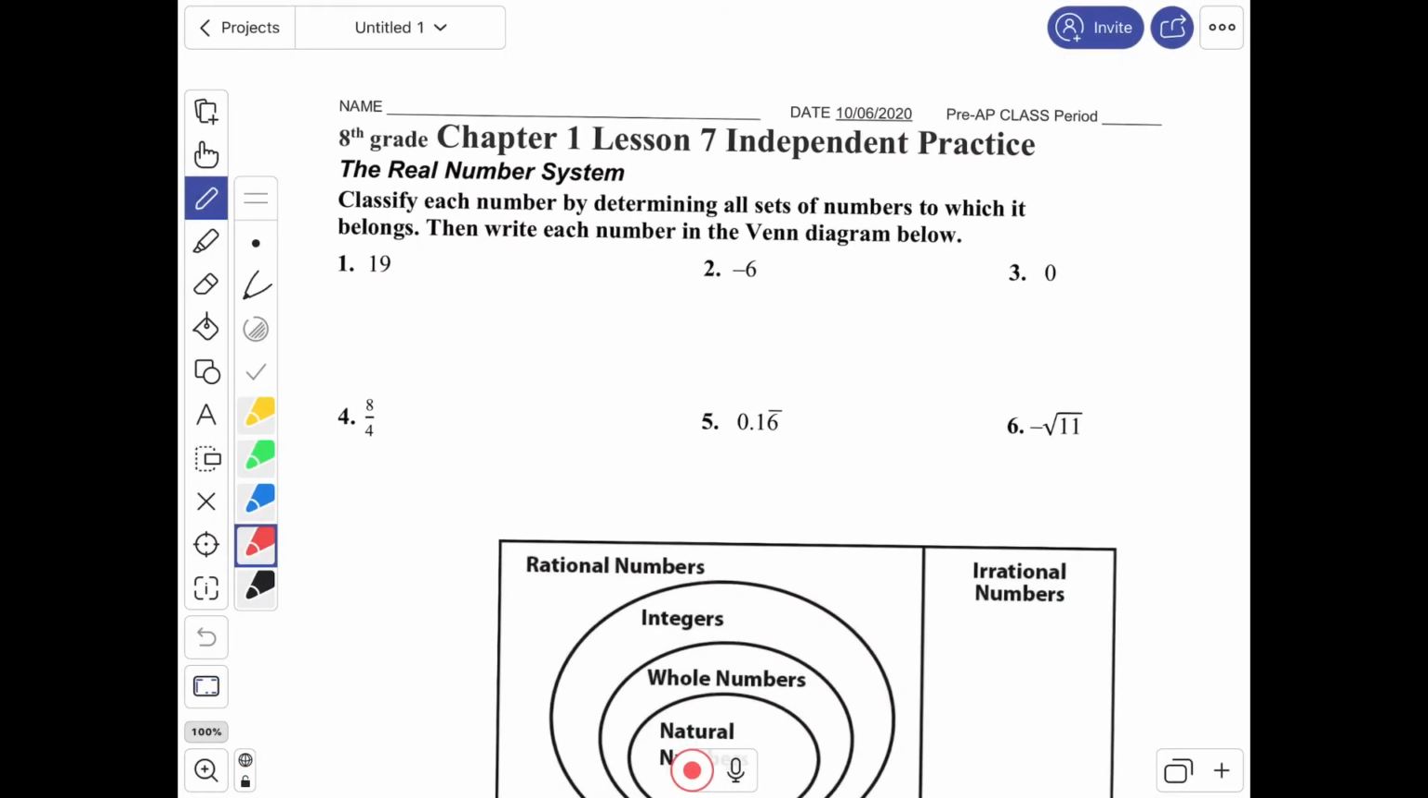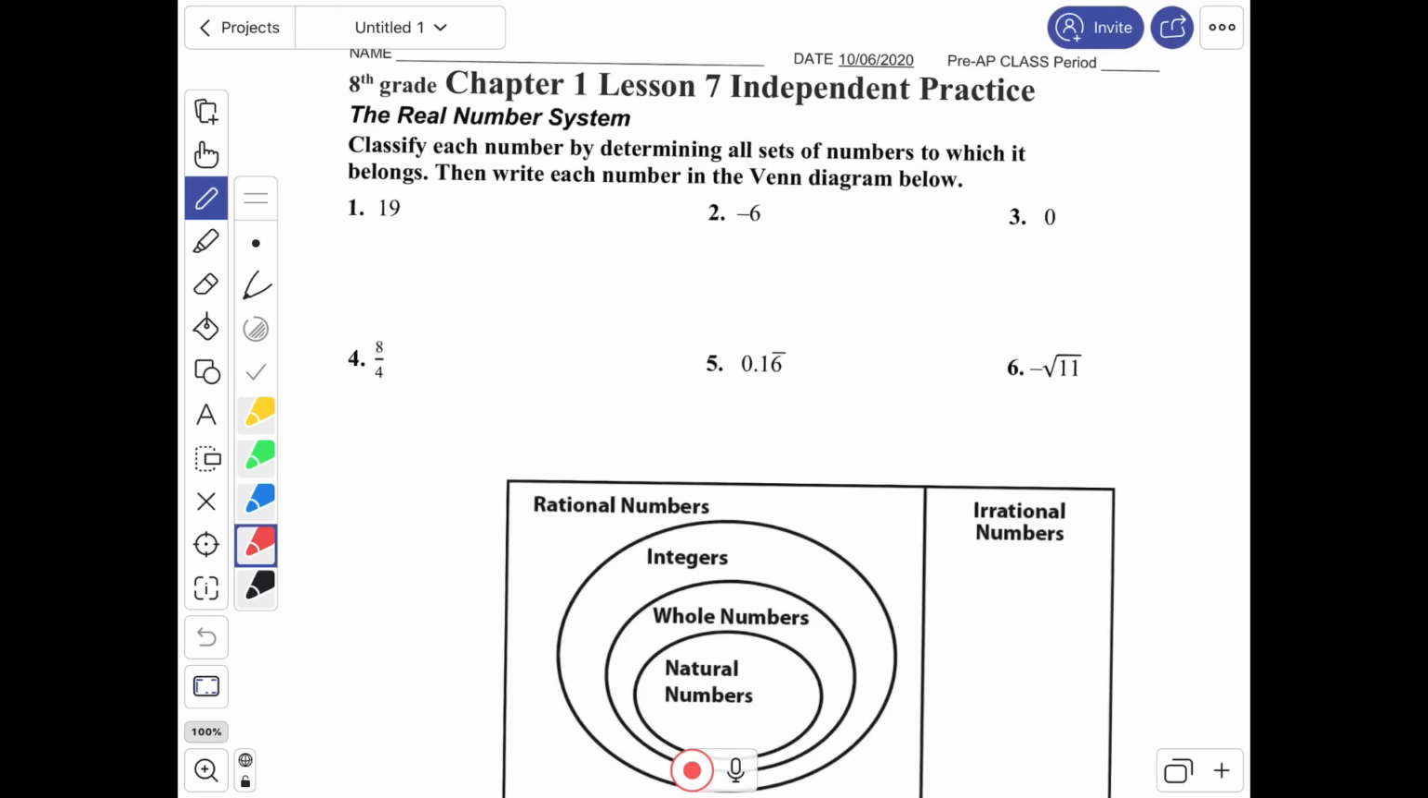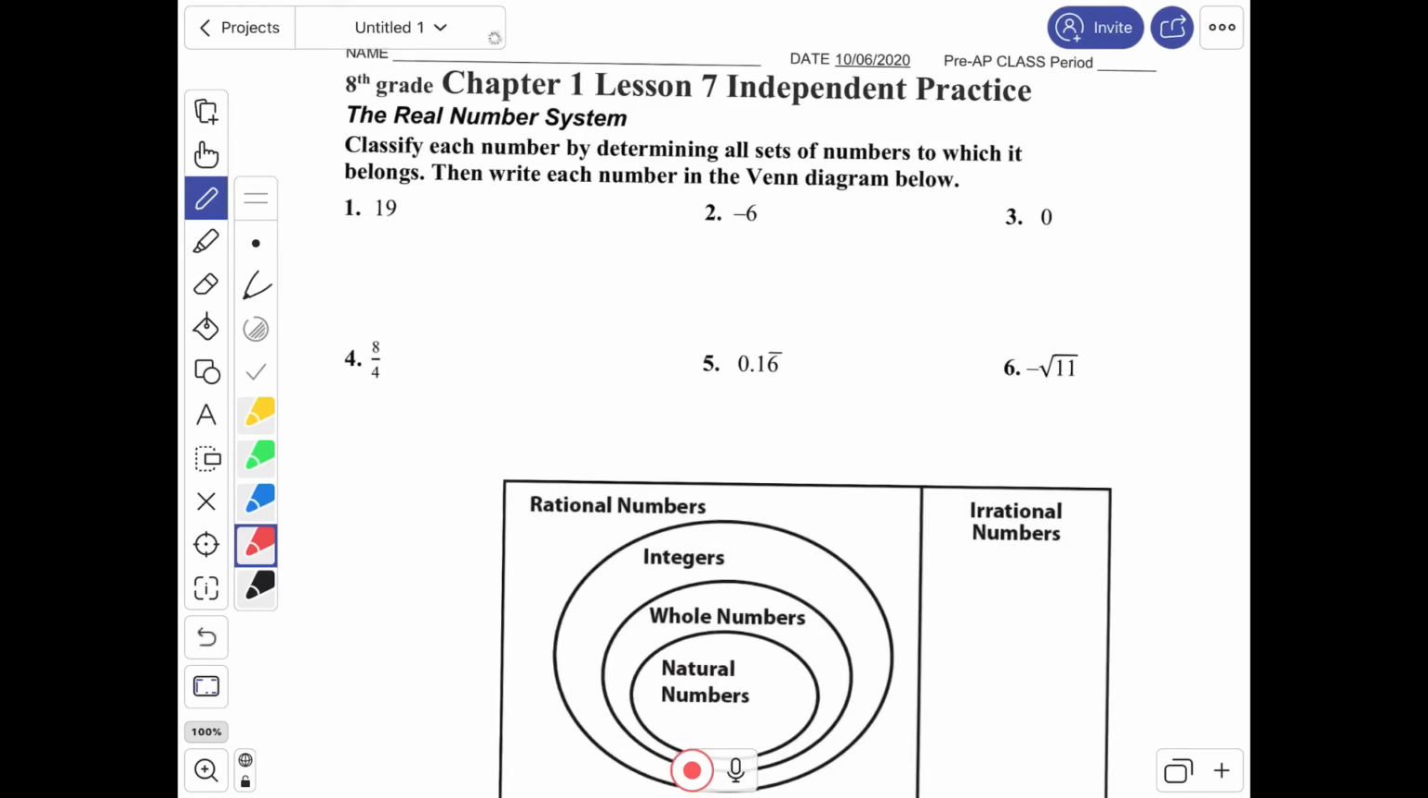Now let's look at the page you're supposed to be doing. Chapter 1, Lesson 7, Independent Practice. On the top part, 1 through 6, you are supposed to be labeling those as to what they are. You have to tell me. And I'd really like it if you'd spell out the words, because sometimes your handwriting is not real clear. So if you write out the word, I'm more likely to figure out what you meant.